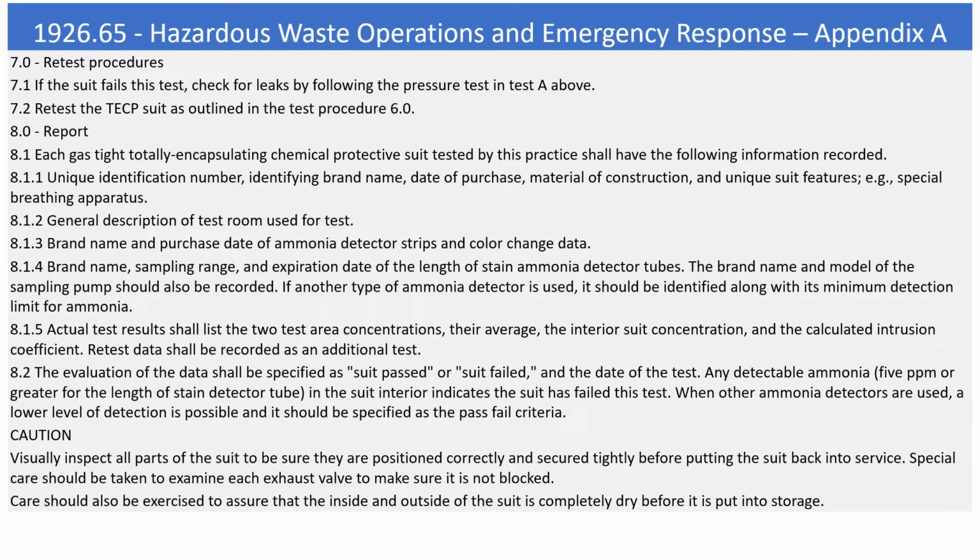8.1.5. Actual test results shall list the two test area concentrations, their average, the interior suit concentration, and the calculated intrusion coefficient. Retest data shall be recorded as an additional test. 8.2. The evaluation of the data shall be specified as suit passed or suit failed, and the date of the test. Any detectable ammonia, 5 ppm or greater for the length of stain detector tube, in the suit interior indicates the suit has failed this test.